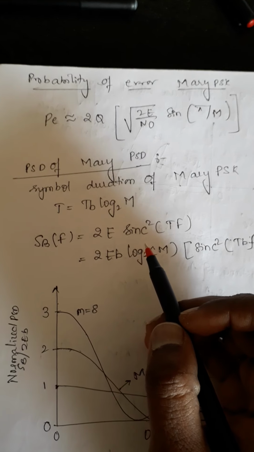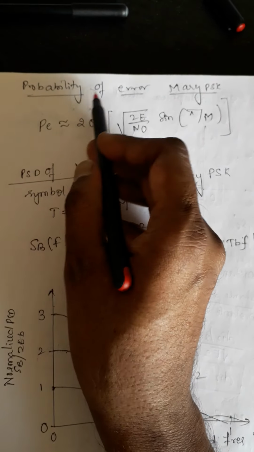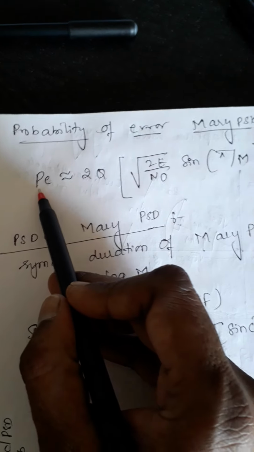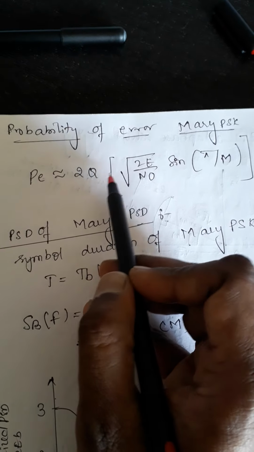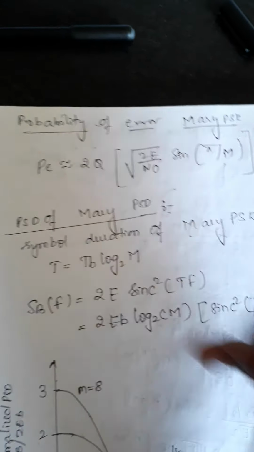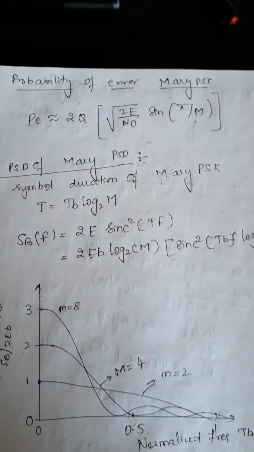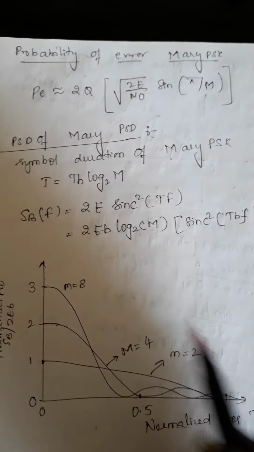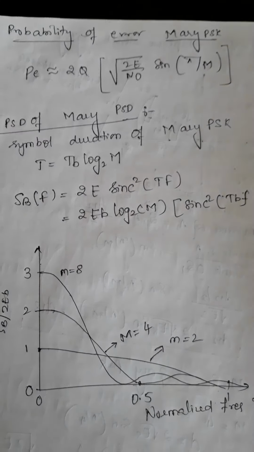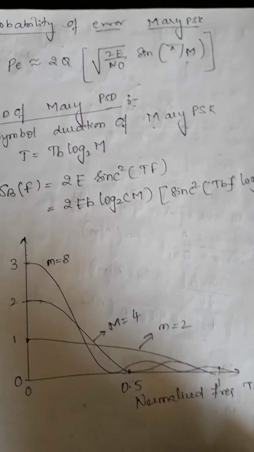Hello students, I am going to start with the probability of error for M-ary PSK. You can observe that this is the probability of error, and it is 2 Q of it. Please remember the formula; I am not going to deal too much with that. Even the PSD of M-ary PSK, you can go through. It is not a difficult one.